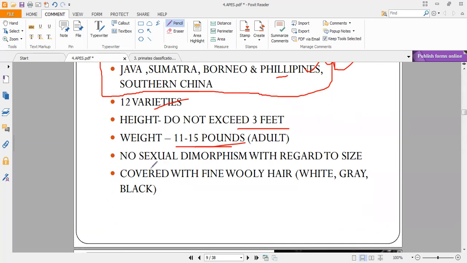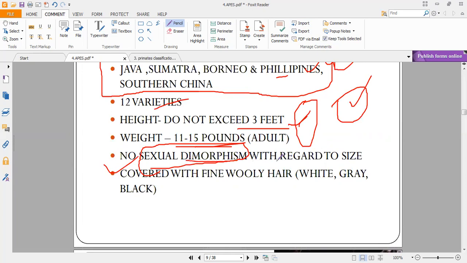And if you talk about sexual dimorphism, what is the meaning of sexual dimorphism? Sexual dimorphism means if you can observe the differences between male and female. Just by observing the animals, if you can say which one is male and which one is female, we call it sexual dimorphism. It may be based on physical features, body size, etc. But in case of gibbons, we cannot recognize which one is male and female by directly observing them. So we can say there is no sexual dimorphism with regard to size.